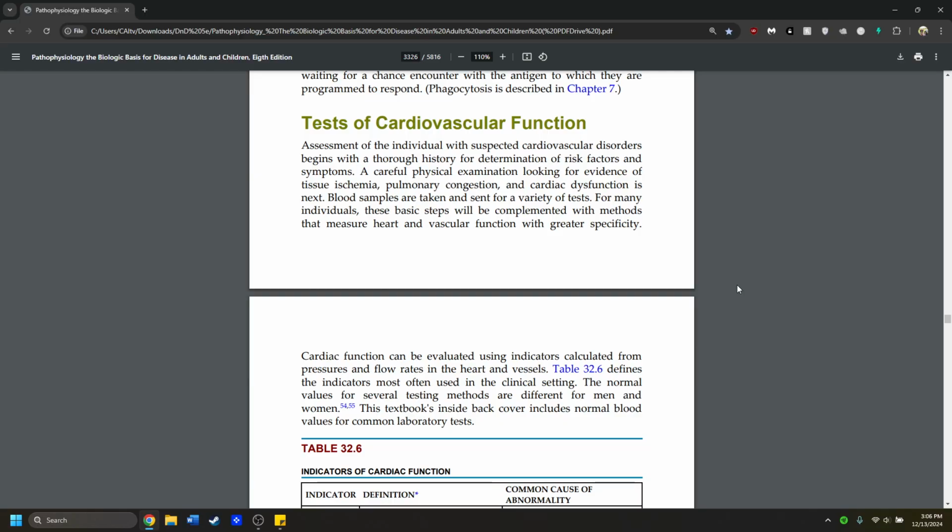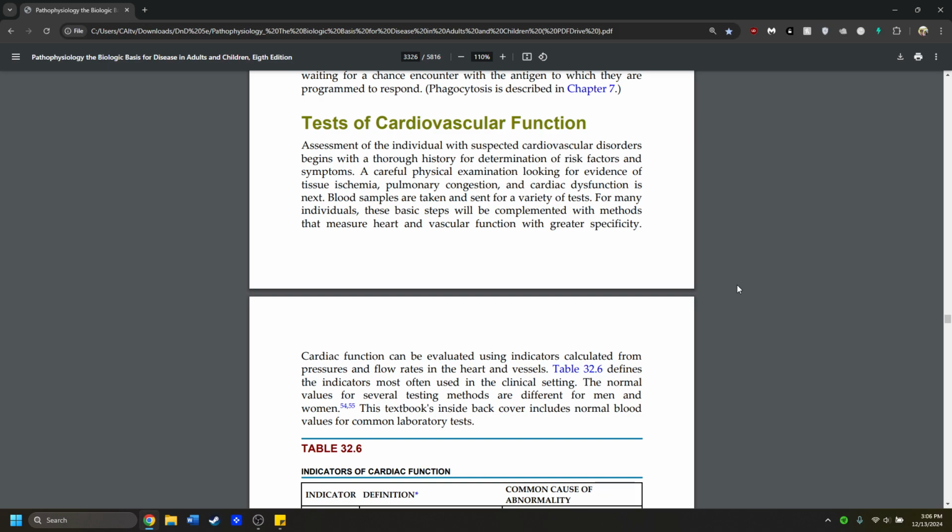Blood samples are taken and sent for a variety of tests. For many individuals, these basic steps will be complemented with methods that measure heart and vascular function with greater specificity. Cardiac function can be evaluated using indicators calculated from pressures and flow rates in the heart and vessels. Table 32.6 defines the indicators most often used in the clinical setting.